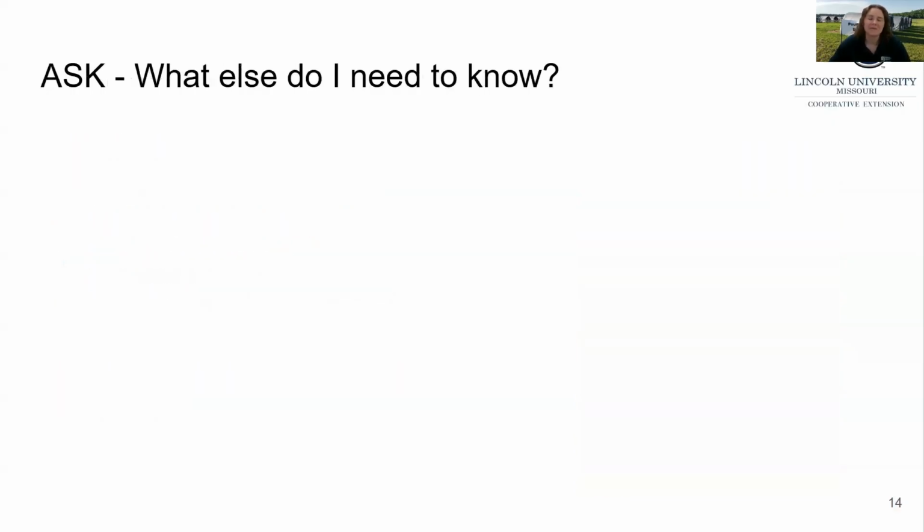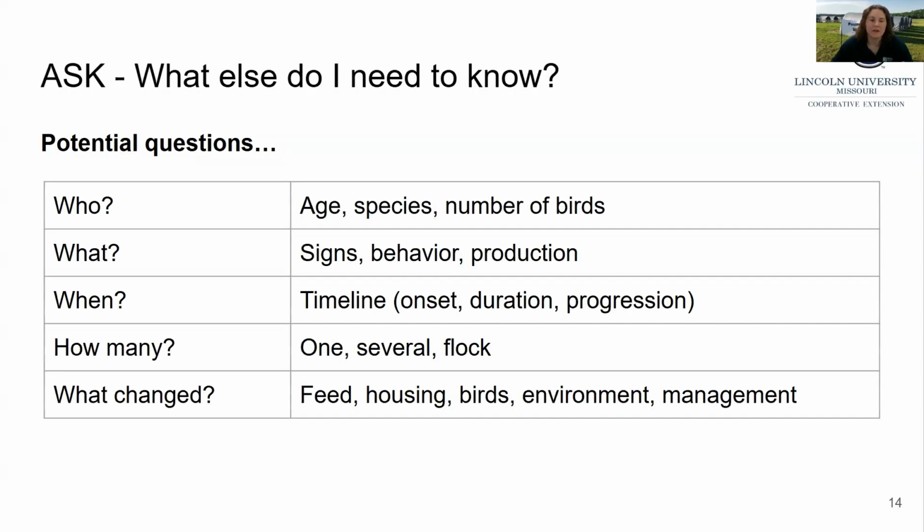So once we're actually looking at what we're observing, we then start to ask questions. What else do we need to know? There's a lot of different questions that we might ask. And we're not always going to want to ask every single question, but here is a list to consider. Who? How many birds are affected? What age are they? What species are they? If you've got multiple species on a farm, that can help differentiate what might be going on.